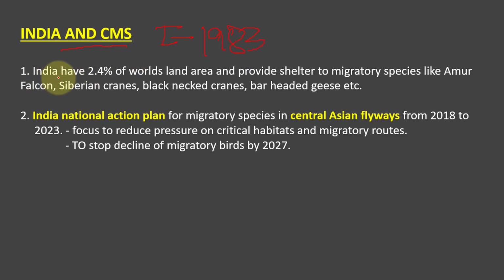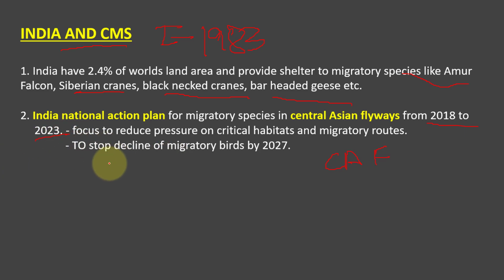India has 2.4% of the world's land area and provides shelter to migratory species like the Amur falcon, Siberian cranes, black-necked cranes, and bar-headed geese. So these are mostly the migratory species which come to India. By which route, friend? Central Asian Flyways, friend. Here India has one national action plan for migratory species in the Central Asian Flyways, from 2018 to 2023.